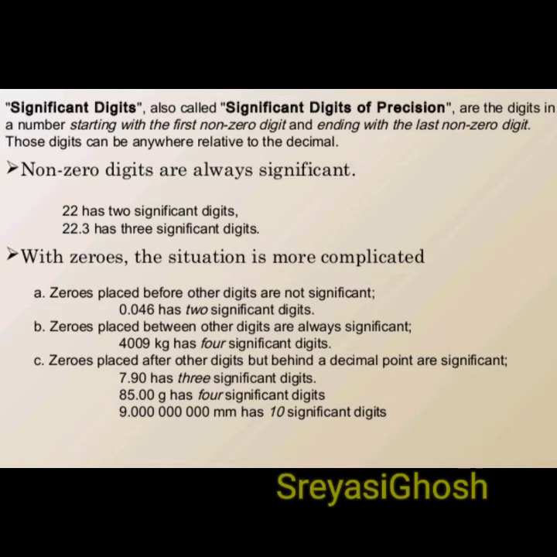Next, 0 placed between other digits is always significant. 4009, obviously the 00 we cannot eliminate and say 49, something like that. So obviously the zeros are significant over there. Next is when 0 is placed after other digits but behind a decimal point. In that case also it is of significance. So see the examples given over here. 7.90, if we are mentioning it specifically, that means it has got significance.